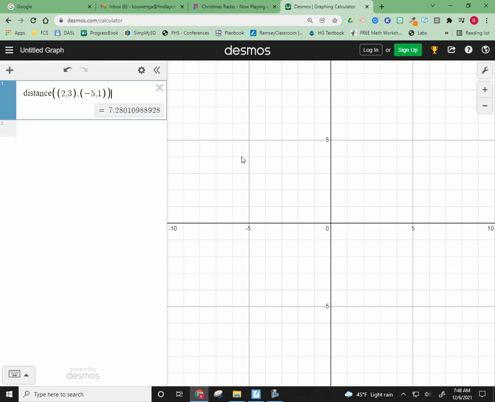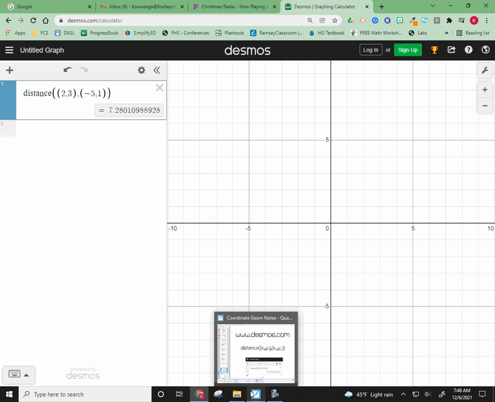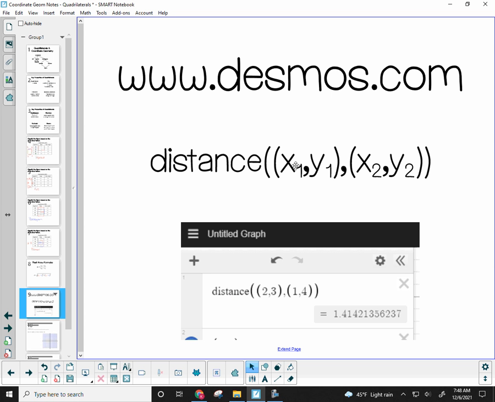Make sense? All right, so here's what we're going to do. Everybody okay with the syntax of how to type it in and everything? I have it listed on your notes as well here. X1, comma, Y1, and then another comma between the points and the next two, X2, Y2.